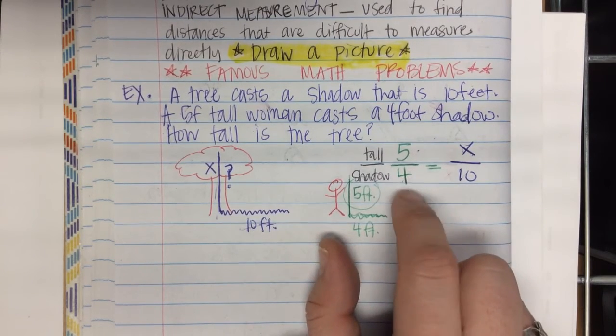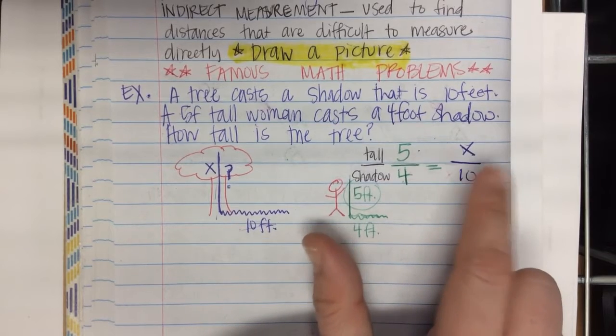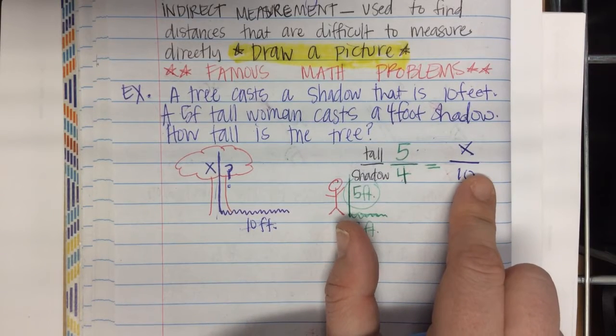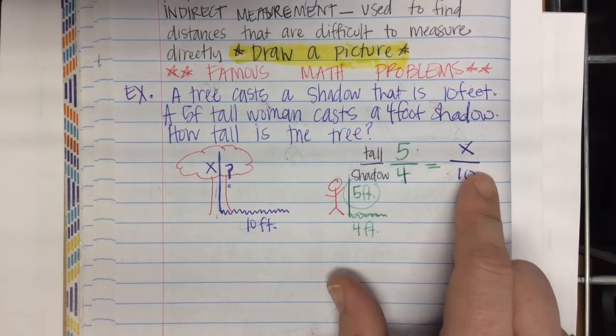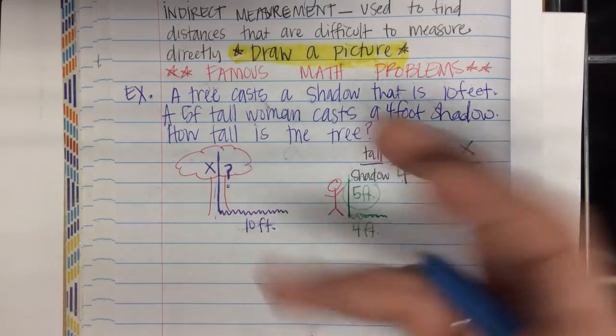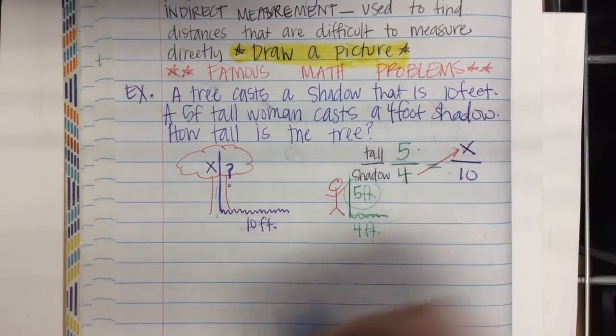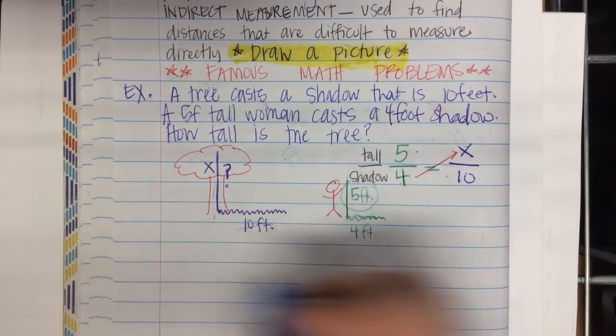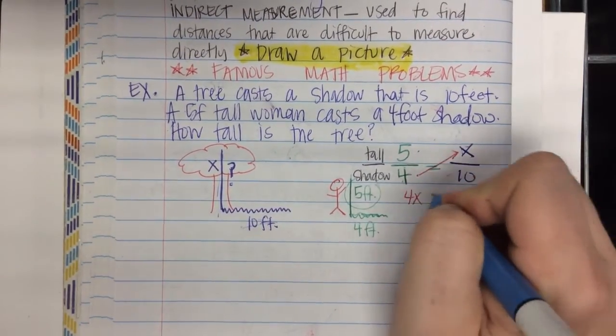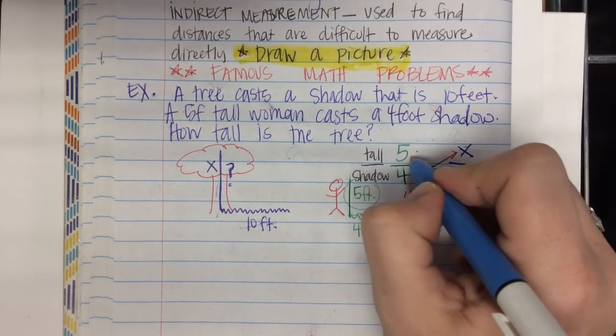Is this common sense? What do you do to 4 to make 10? Is there a common sense answer? No. So since it's not common sense, since I can't automatically see the pattern, I'm going to have to use cross products. What's 4 times x? Equals, what's 5 times 10?